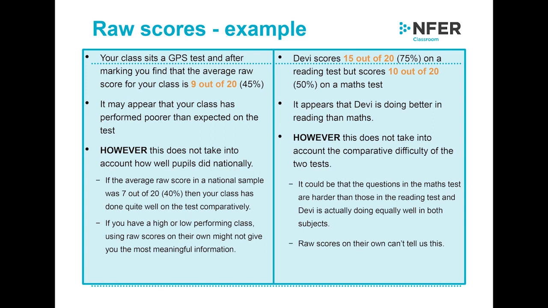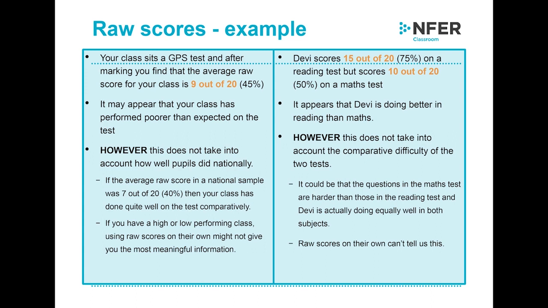Debbie scores 15 out of 20 or 75% on a reading test, but scores 10 out of 20 or 50% on a maths test. So at first glance, you may think that Debbie is doing better in reading than maths. They've taken 2 tests, both with the same number of total marks, and they've achieved more marks in reading than maths. However, it is worth noting that the raw scores don't take into account the comparative difficulty of the 2 tests. They assume that each mark is equal.